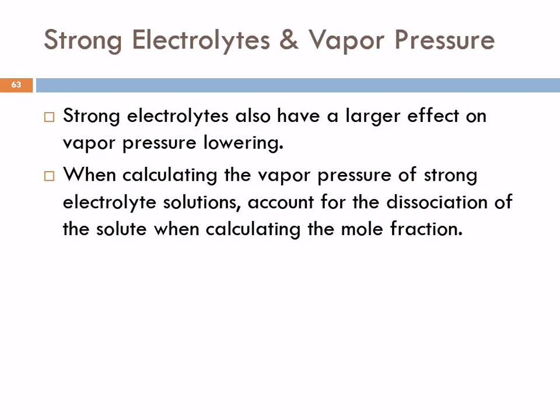So strong electrolytes also are going to have a larger effect on vapor pressure lowering. And when we're calculating the vapor pressure with strong electrolyte solutions, we have to account for that dissociation when we're calculating the mole fraction. So it's not going to come in as a Van 't Hoff factor, but it's going to come into the mole fraction.